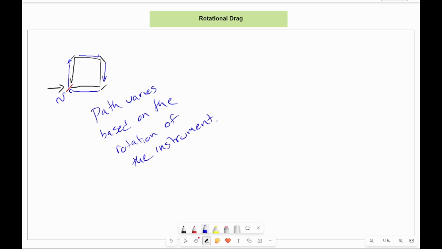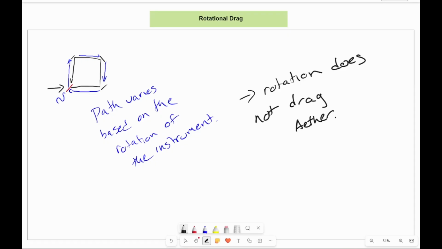Right, so the path length of the light varies based off the rotation of the instrument. And if we make a large one of these, put it on the surface of the Earth, we should be able to see, well, we would measure rotation of the Earth, assuming that there isn't any aether dragging. And that's what basically they measured.